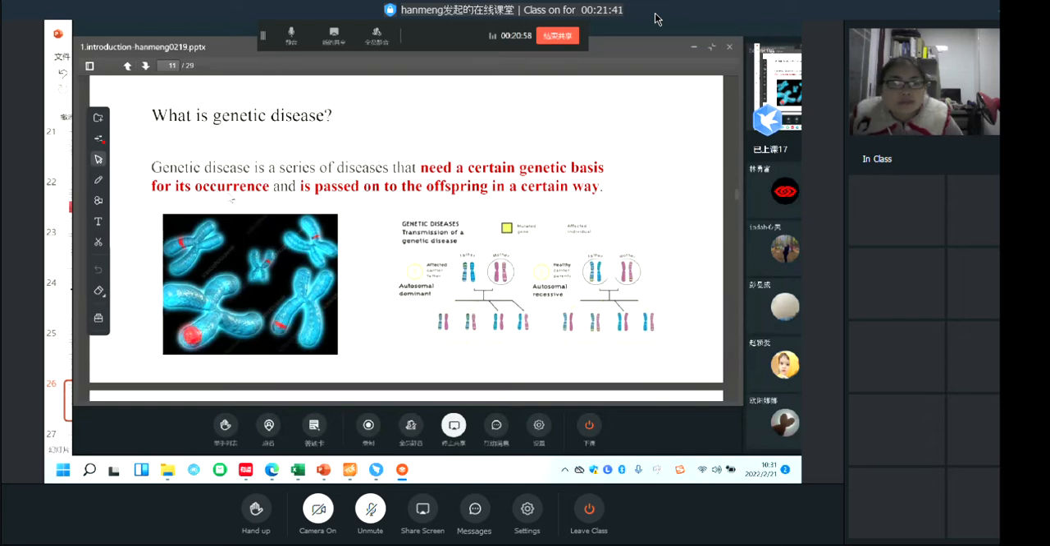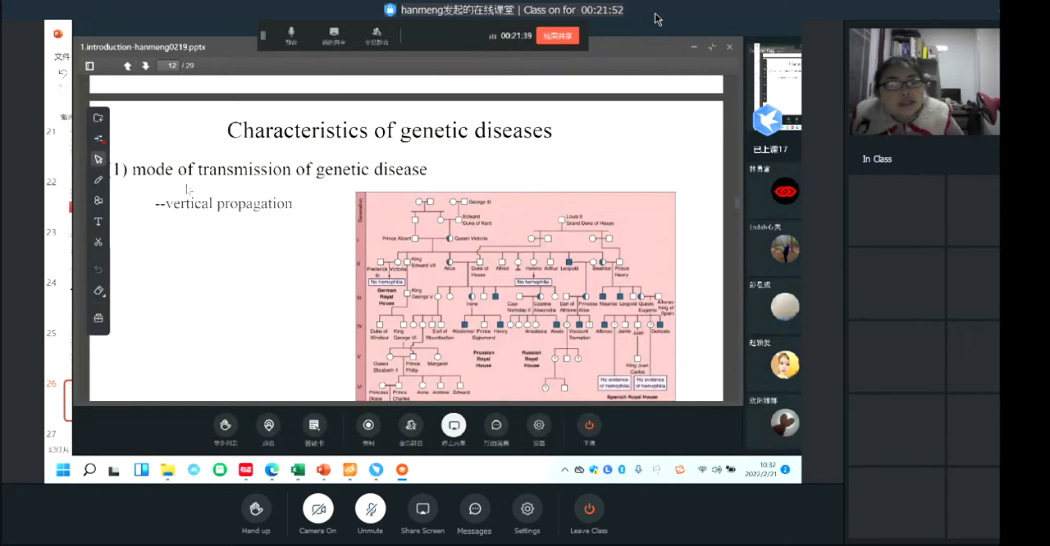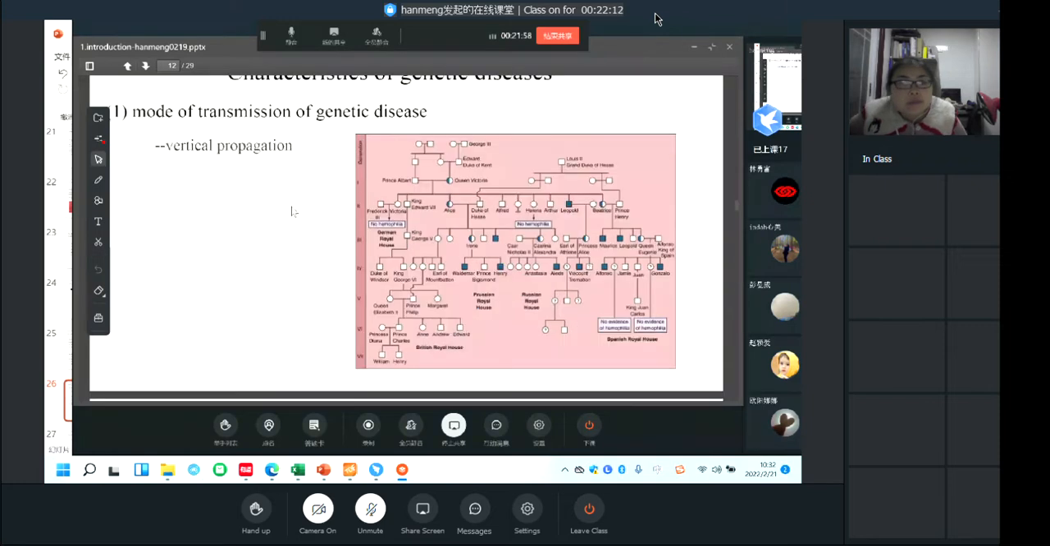Genetic disease has five characteristics. The first is the mode of transmission of disease. Genetic disease is transferred from parent to child in a family, so it is a vertical propagation, not horizontal propagation. Horizontal propagation mainly occurs through the environment.